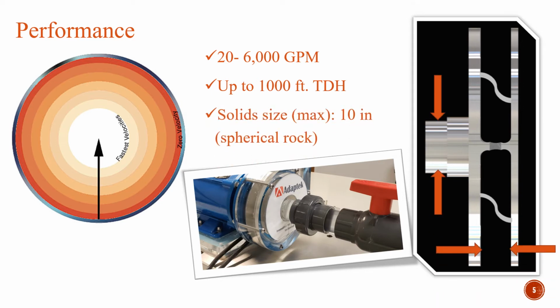The maximum solid size that can be pumped through this particular pump is a 10-inch solid size, a spherical rock. What limits it is that the largest solid that can be accommodated is the smaller of either the diameter of the inlet of the disc pack or the distance between the discs of the rotating pumping mechanism, shown by the arrows.